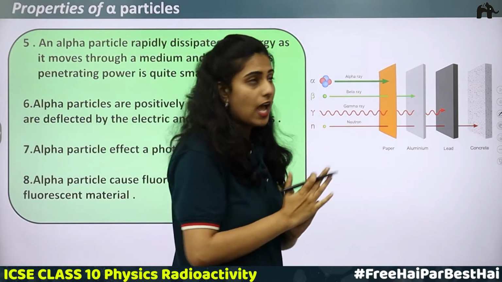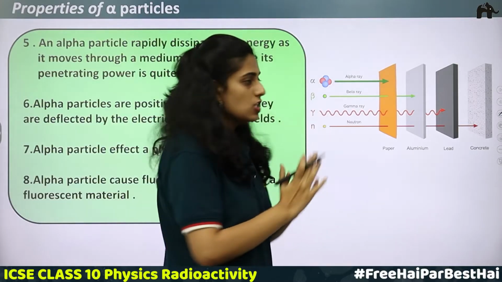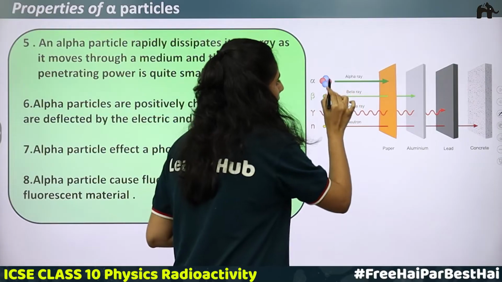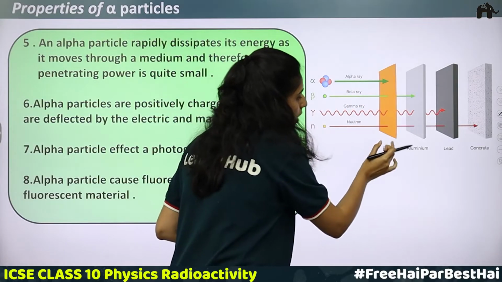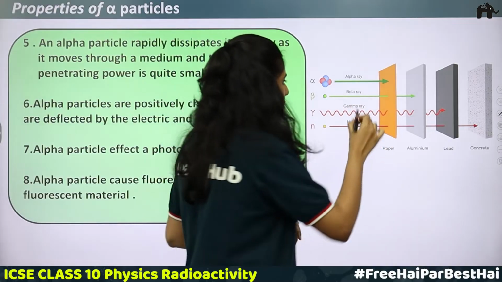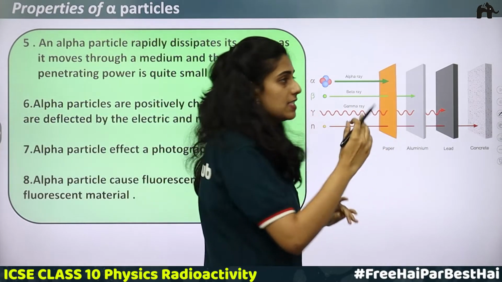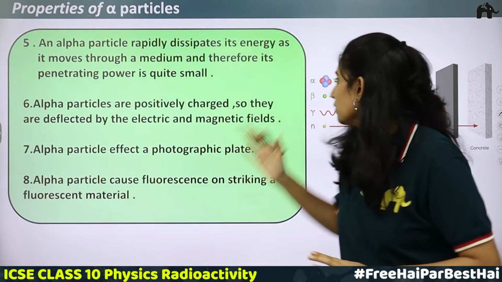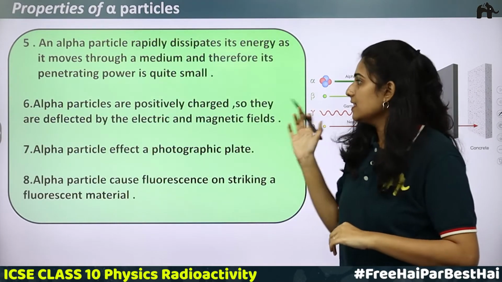It can be blocked. Alpha particles cannot pass through the skin. Here you can see paper, aluminium, lead and concrete. An alpha particle can be stopped just by using a paper. You can see the beta rays, gamma rays or neutron particles will pass through the paper. But just by taking a thick paper, you can stop the alpha particles.